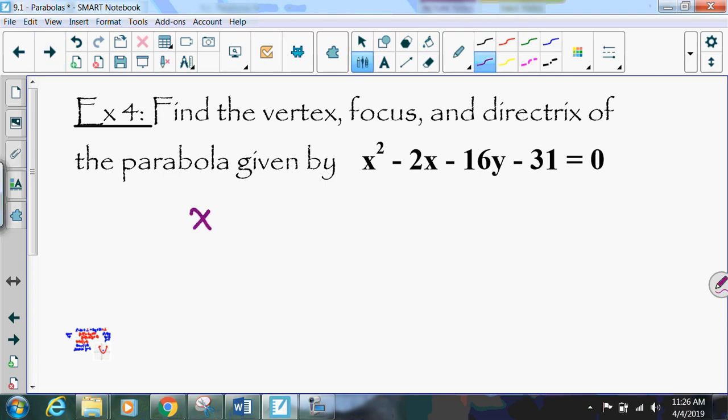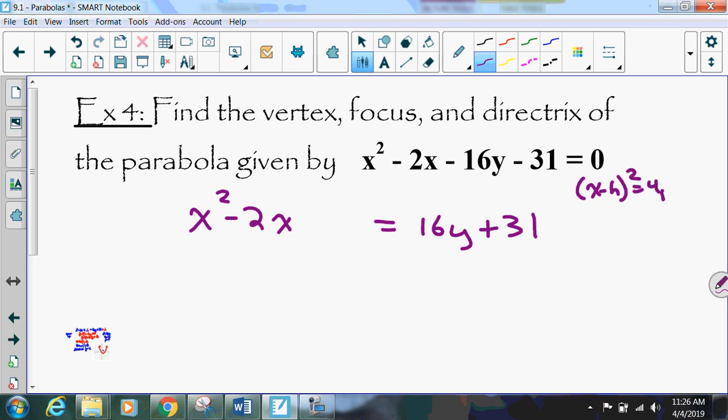So what we're going to do is gather up x squared minus 2x. We're going to leave a blank. We're going to kick the 16y to the other side, and we're going to add the 31 as well. So now let's complete the square. And the reason why, obviously, I have an h and a k, I think about the formula that I'm heading for. I'm going to write it up here. What I'm heading for is (x minus h) squared equals 4p (y minus k). All right, so that's what I'm heading for.